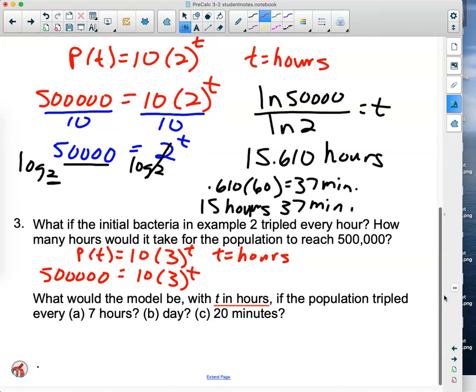So we'd still divide both sides by 10 and get 50,000 over here. And then we'd have that 3 to the t, I should say. And then we'll take the logarithm base 3 of both sides. And we'll use natural logarithms for our change of base formula. So we'll be punching in the natural log of 50,000 divided by the natural log of 3, and that will come out to 9.849 hours.